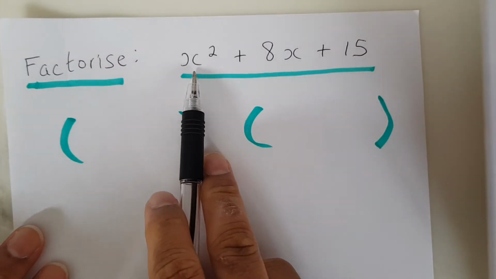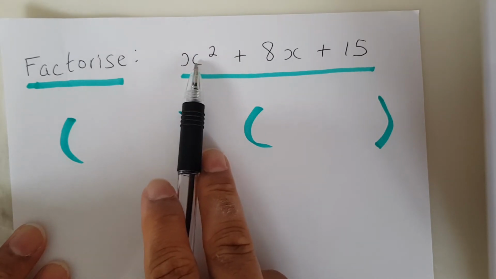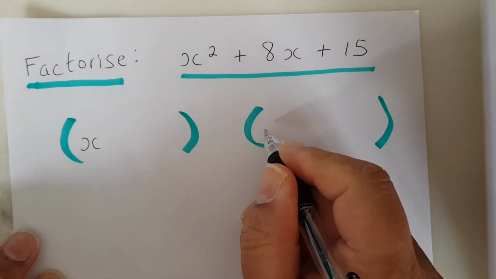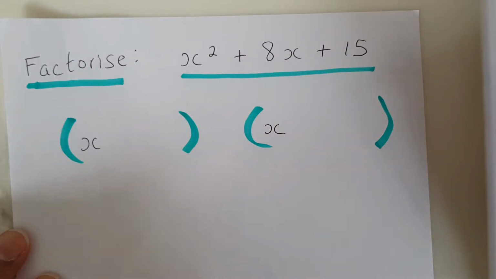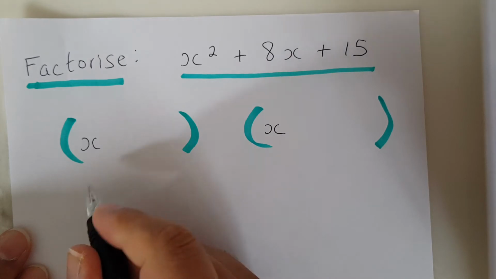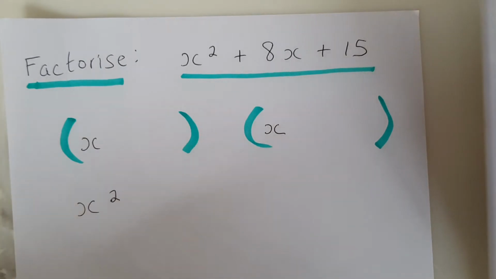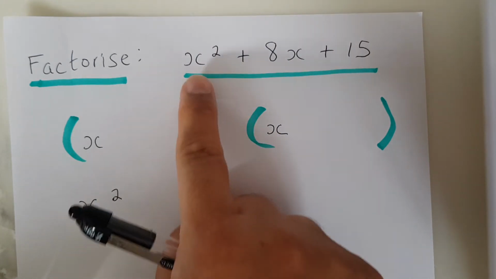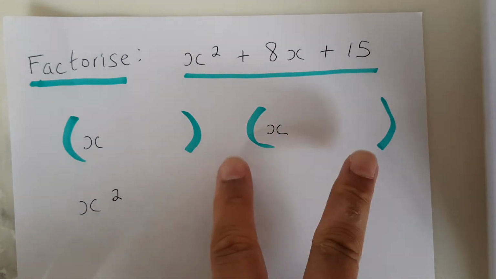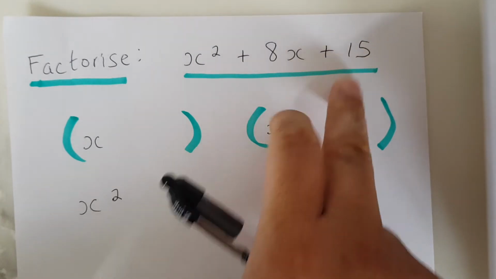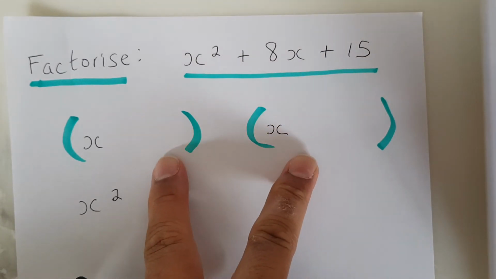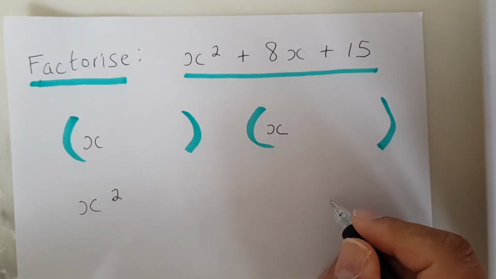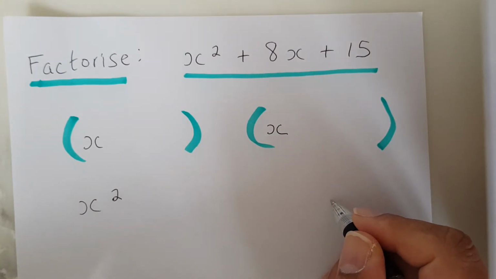Now the first letter I can see is x squared. So we're going to have an x in the first bracket and an x in the second bracket. Why? Because x times x is x squared. I'm going to write down the answers here, which should be the same as this. Okay, so x times x is x squared, which is there. Now I need 2 numbers to make 15. 2 numbers multiplied that by to make the last digit, which is 15. So 1 times 15, or 5 times 3 is 15.